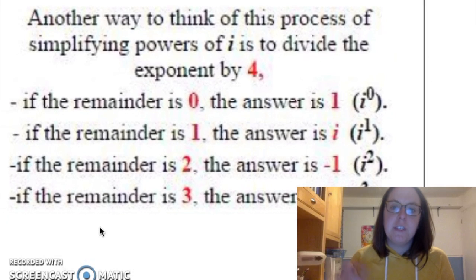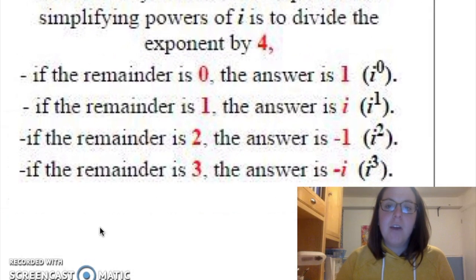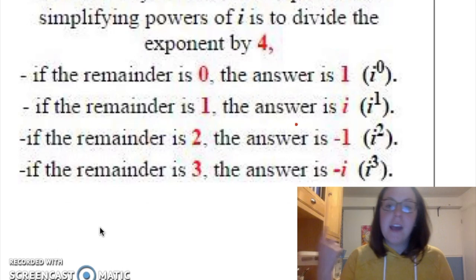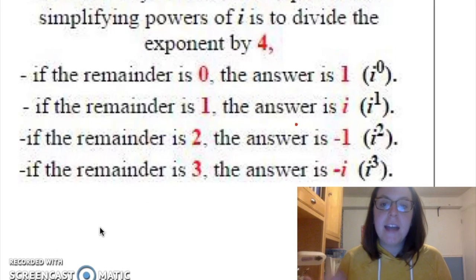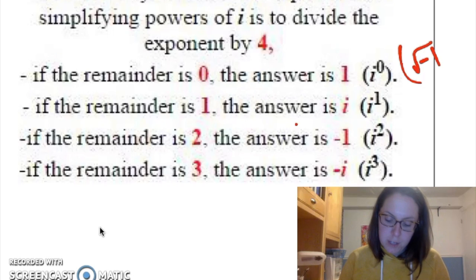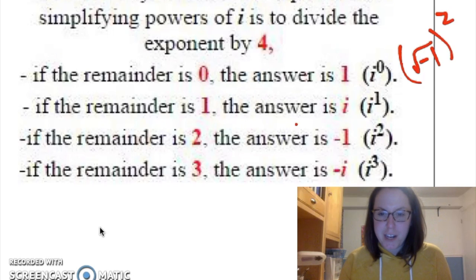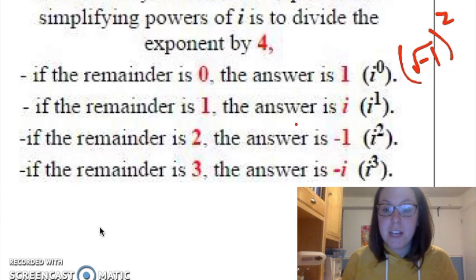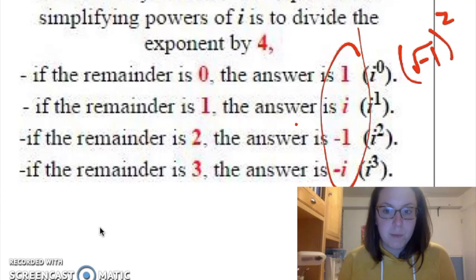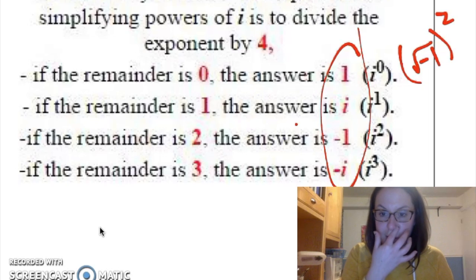So here's the big thing you need to remember: the powers of i are cyclical. i to the 0, anything to the 0 is 1. i to the first is just i. i to the second is -1, because remember i is the square root of -1, so when I square it, it's just -1. And i to the third is -i. These values you can get from your calculator if you want. That is totally fine.